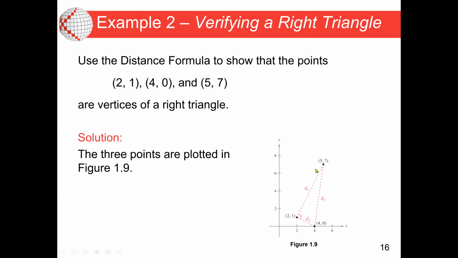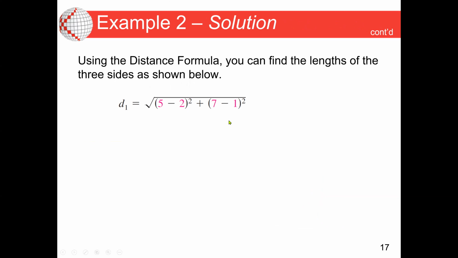Or we can go the opposite way. Instead of saying 5 minus 2, I can say 2 minus 5, which means I also have to say 1 minus 7. So we can say x2 minus x1 all squared plus y2 minus y1 all squared. Now, if I say x1 minus x2, then also I have to say y1 minus y2 all squared. So that's what we have here, 5 minus 2 all squared plus 7 minus 1 all squared. By simplifying this, we get 9 plus 36, and that will give us 45, the square root of 45, and we have the answer.